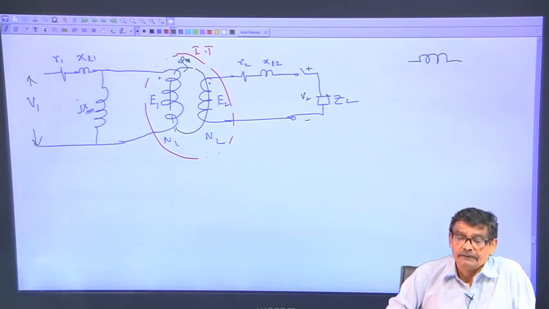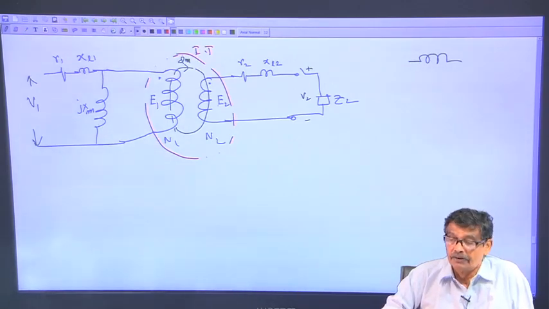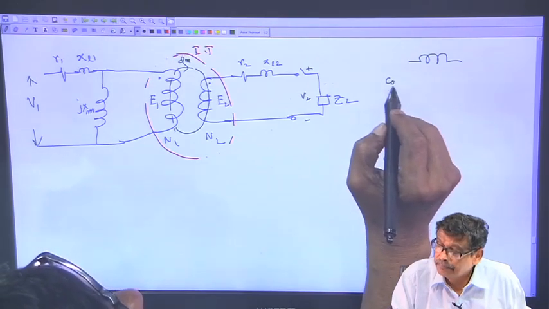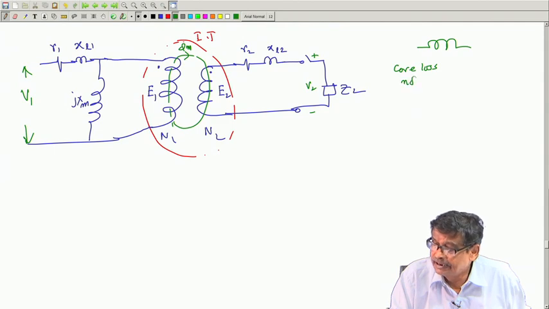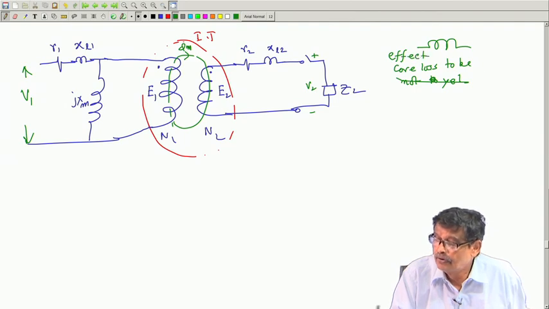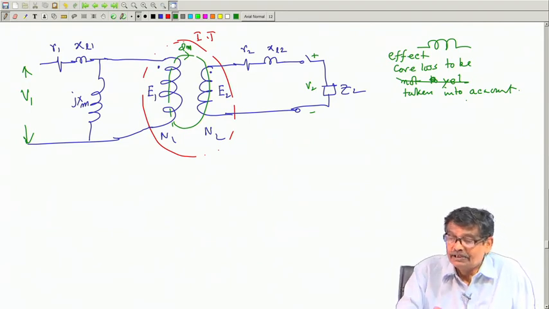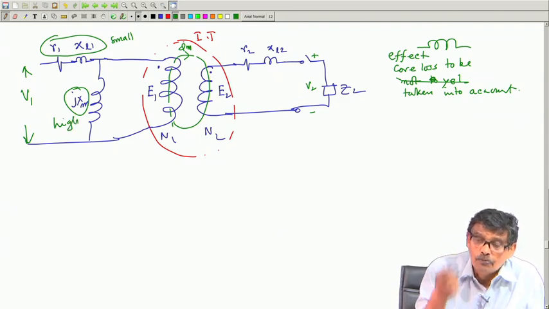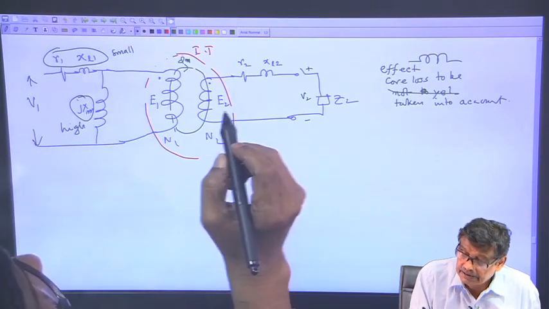This is the ideal part, add these two things and pretend that this is the model of the practical transformer. Only one thing I have yet to take, that is called the core losses, that I will discuss, but so far as this one, core loss is not yet taken into account. The effect of core loss is to be taken into account. That will be done, but before that, the addition of this one, mind you, I emphasize this point, these are small numbers, this is a high number. High with respect to whom? With respect to these numbers, quite high. Similarly, these are small.